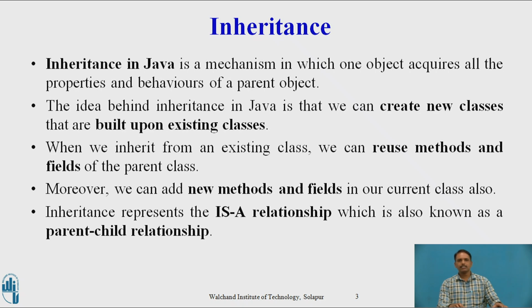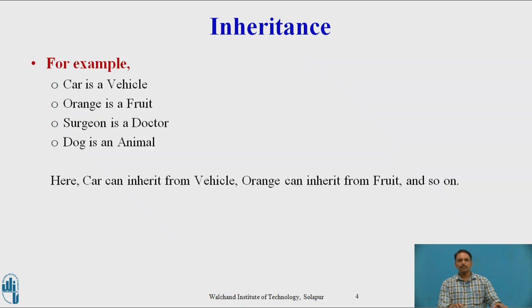Let us understand the concept of is a relationship with some real-world examples. For example, car is a vehicle. So there is a relationship between car and vehicle, where car is considered as subclass and vehicle is considered as superclass. Also, you can say orange is a fruit, surgeon is a doctor, dog is an animal. These are some examples where you are establishing the is a relationship between multiple classes.